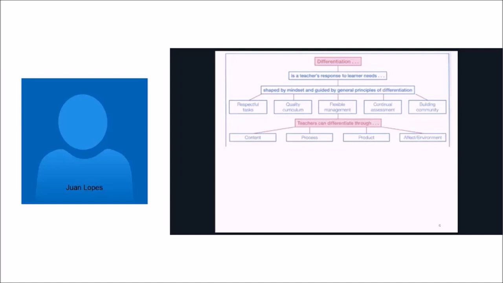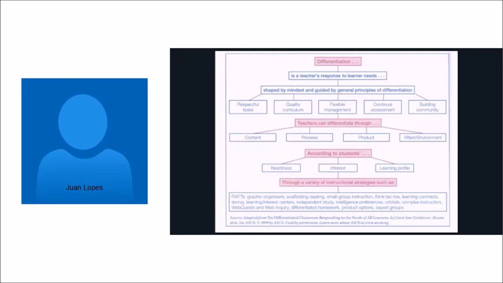And we can also differentiate through effect and environment. So we change the way we relate to different students depending on the kind of affection really that they need. So the kind of attention that they need, the kind of emotional support, because we know that students might feel anxious and some of them might have their affective filter just blocking every kind of learning that might be happening. And we also need to take that into account when differentiating.